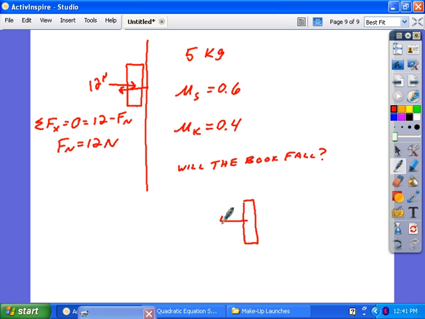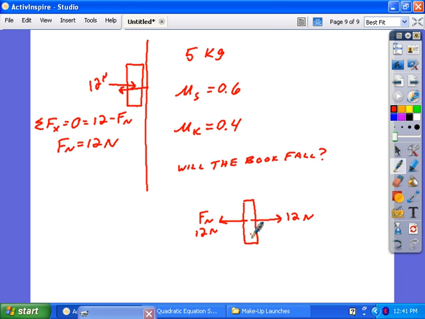My normal force, which I know to be 12 newtons. The applied force, which is 12 newtons. So in other words, it will not be accelerating left and right, which would be expected. So we'll go with that.